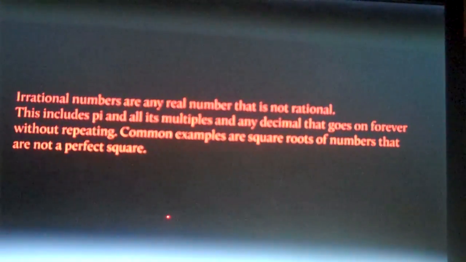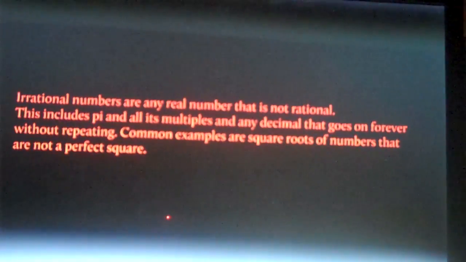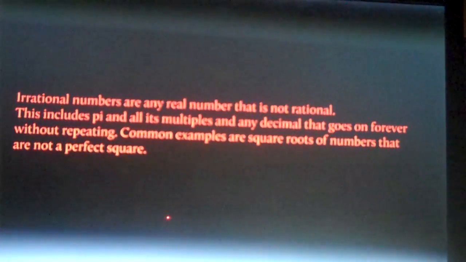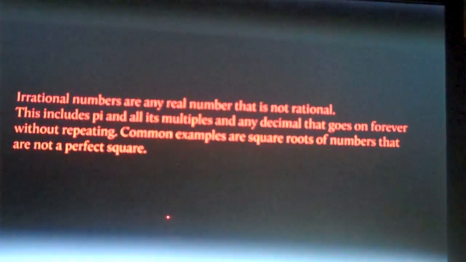Other common examples of irrational numbers are square roots of numbers that are not perfect squares. Like the square root of 2. We could put that into a calculator and it would give us an estimate, but it goes on forever and we couldn't get an exact number for the square root of 2, or the square root of 3, or the square root of 5. So if it was, say, the square root of 9, which is equal to 3, then that's just a natural number. But if it's the square root of 10, that's an irrational number because it doesn't have a perfect square.